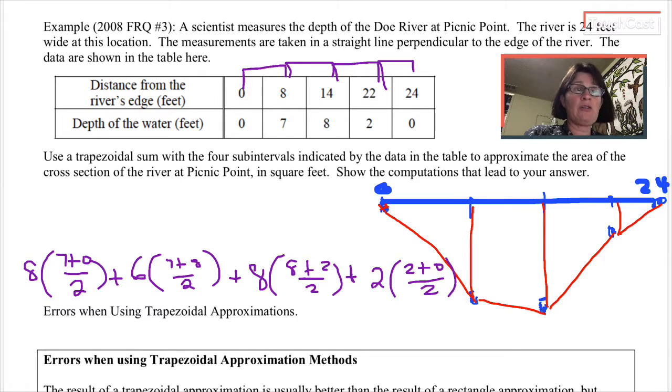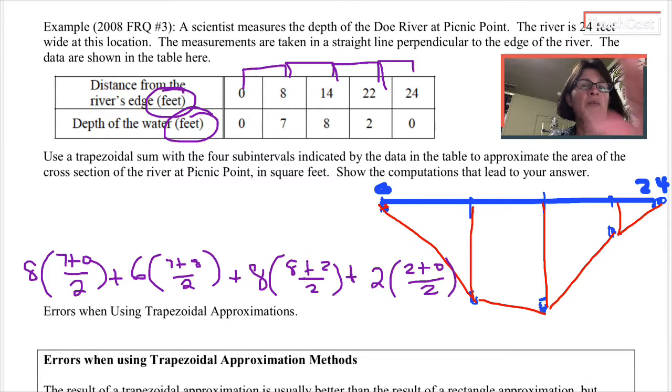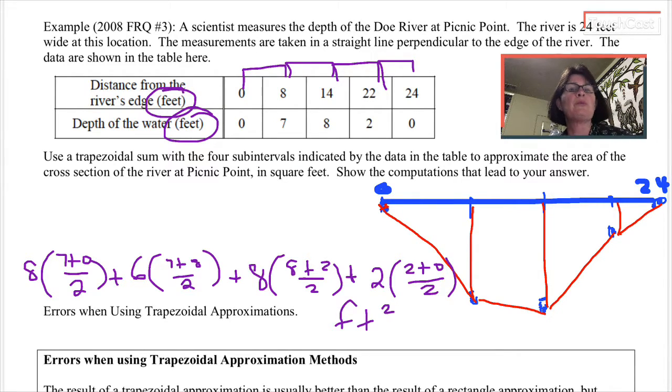You could leave that answer. That would probably get full credit. Actually, no, the second part of this problem is we need to simplify that answer, and we need to give units. So every time I multiplied a width, which was measured in feet, times the average of two depths, so a distance and a depth, both measured in feet, I'm going to have feet times feet, feet squared. Final units are going to be feet squared. I'll let you perform your own calculation. That turns out to be 115 feet squared.